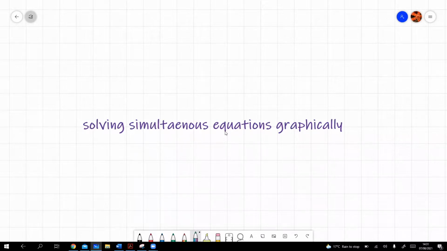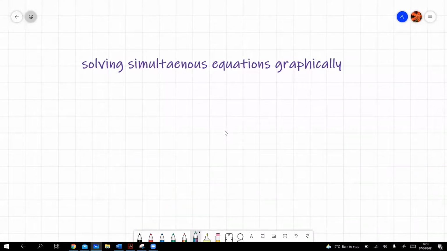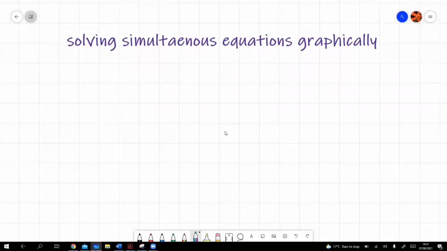So I'm going to put up two equations first. We're going to have a look at y equals 3x plus 8, and we are going to look at y equals 6x minus 1. And we have to solve these graphically. So the unknown values here are y and x. We want to know what y is and what the value of x is. Simultaneous means together. These equations are linked together. So let's see if we can work this out.